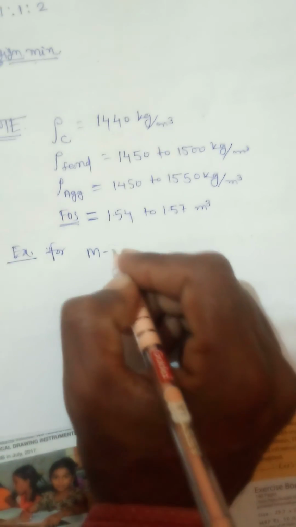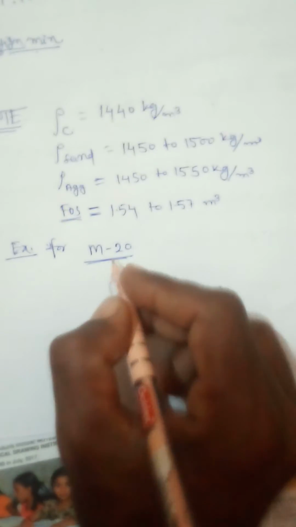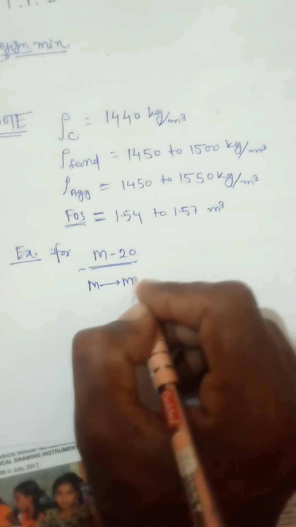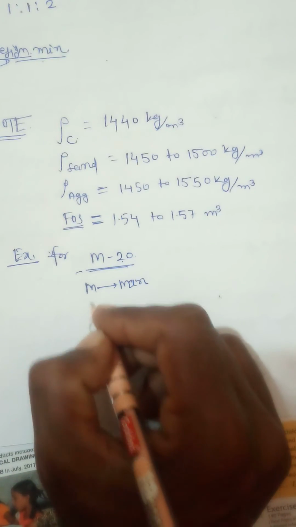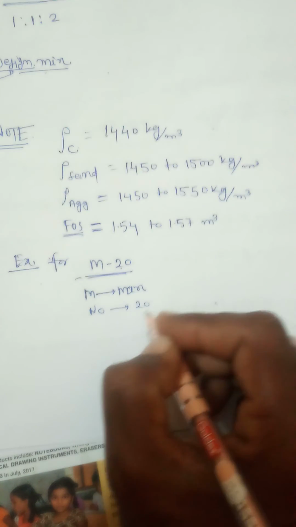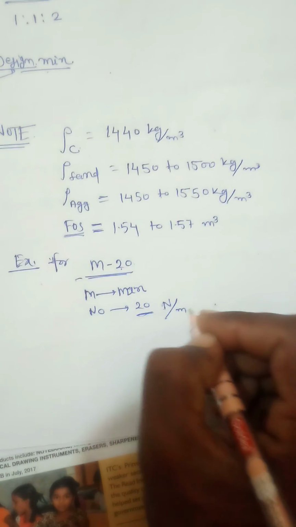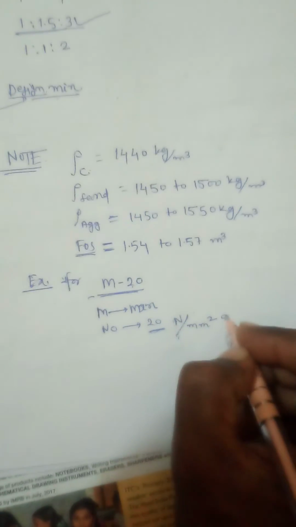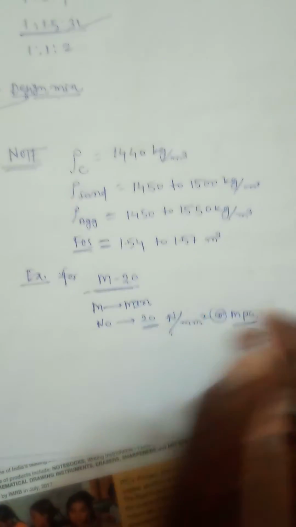So let's take an example of M20 concrete. We want to calculate the quantities of the materials of M20 concrete. Here M means mix, and this number means the compressive strength of concrete after 28 days in Newton per mm square, or MPa, megapascals.